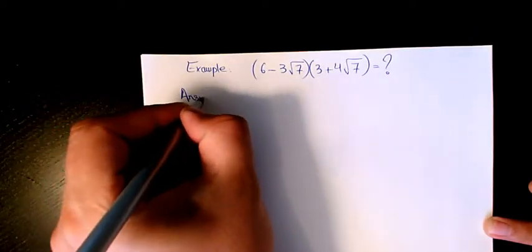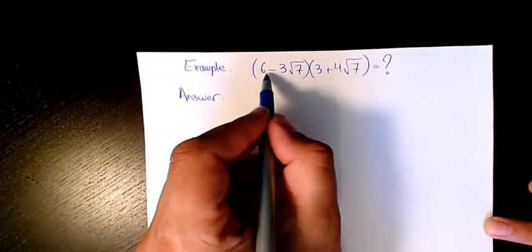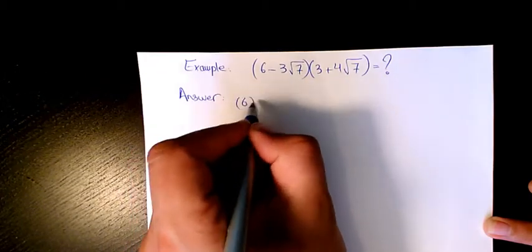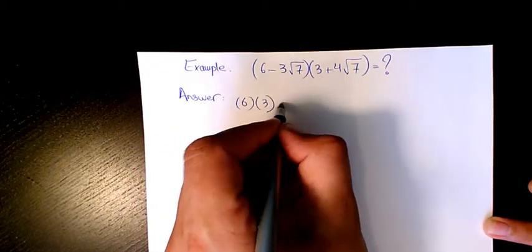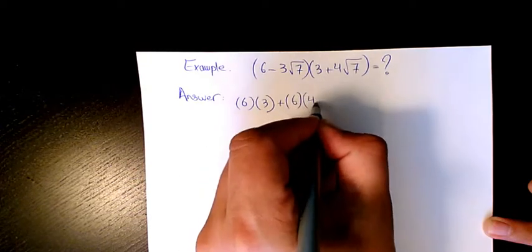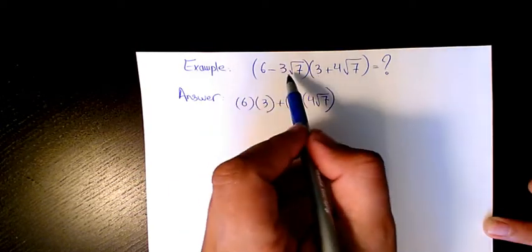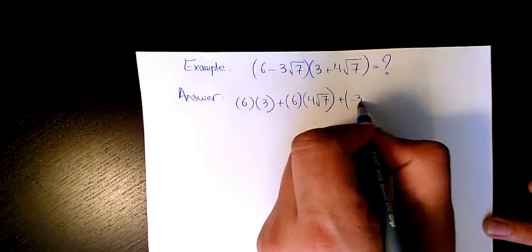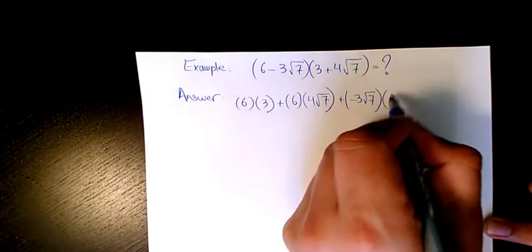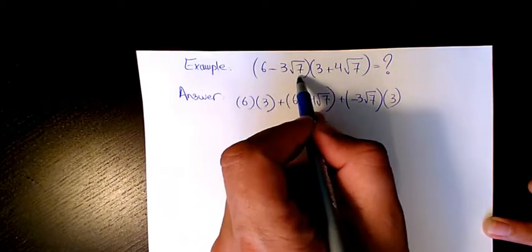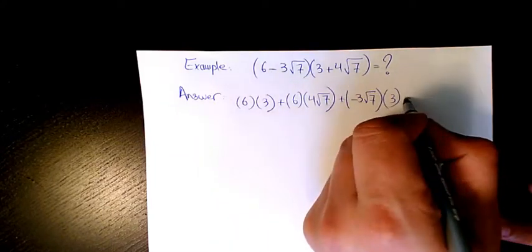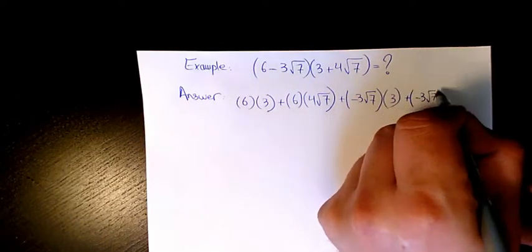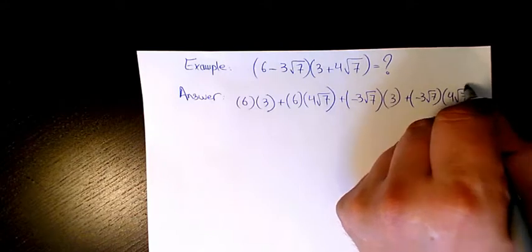Answer is 6 times 3, 6 times 4 root 7, negative 3 root 7 times 3, right? And then negative 3 root 7 times 4 root 7.